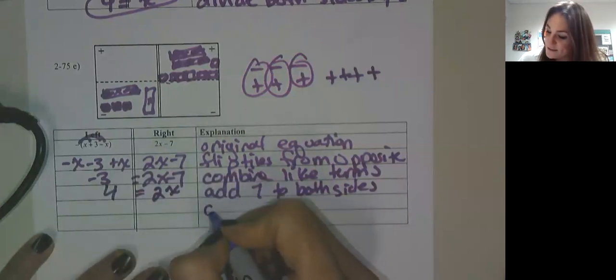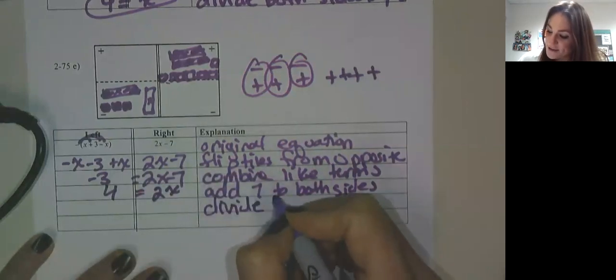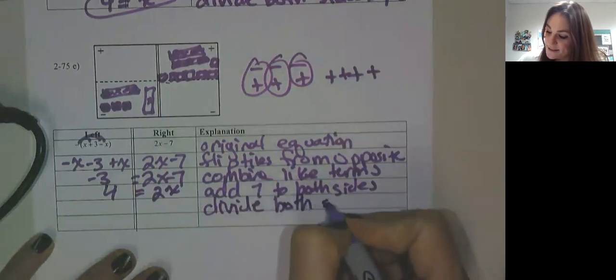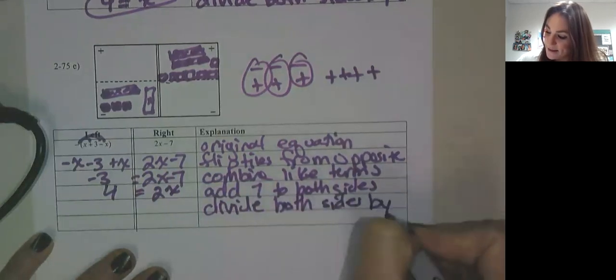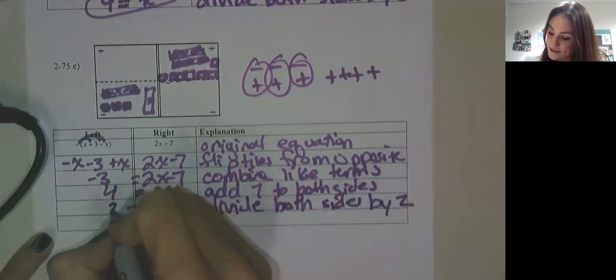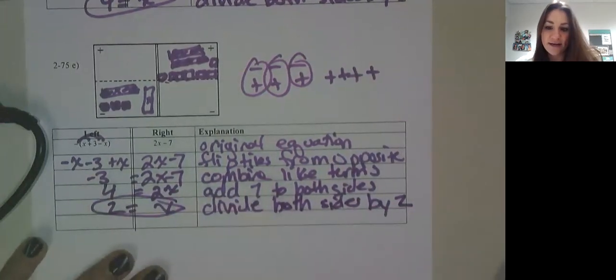Now I'm going to divide by how many x's there are. So I'm going to divide both sides by 2, and I get x equals 2. Notice again, one solution.